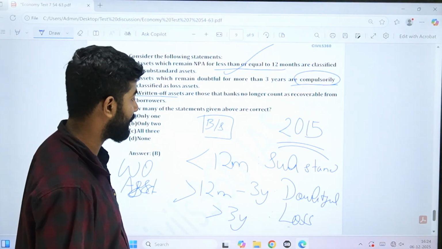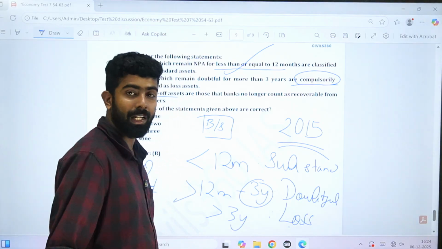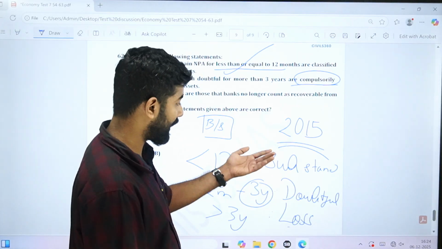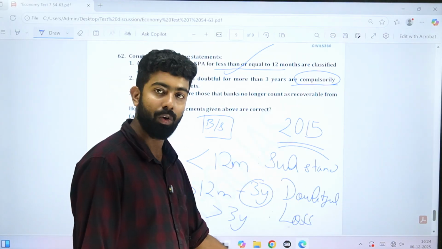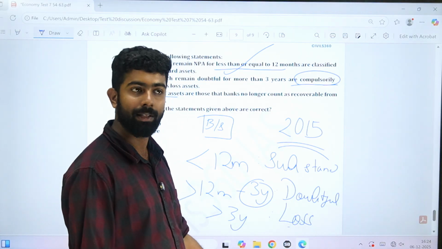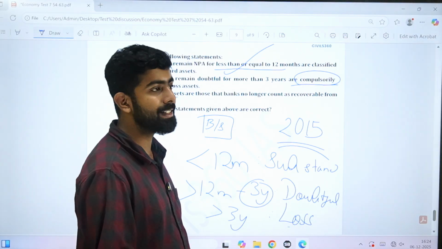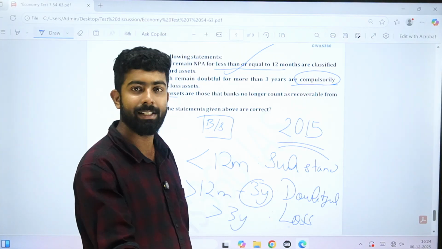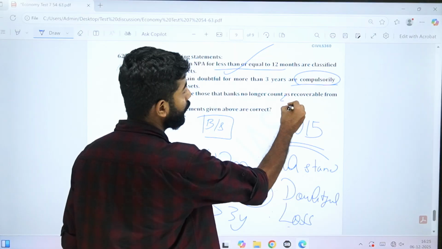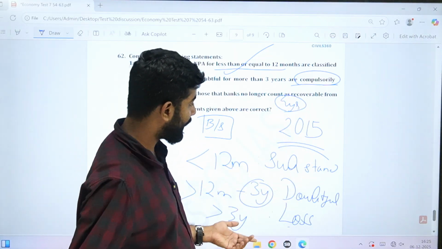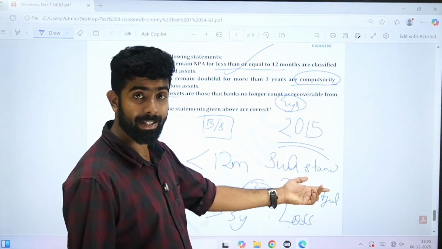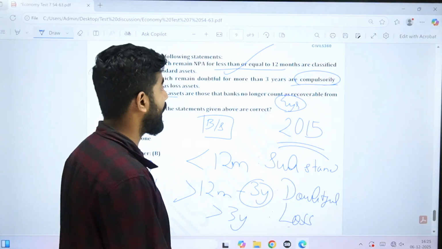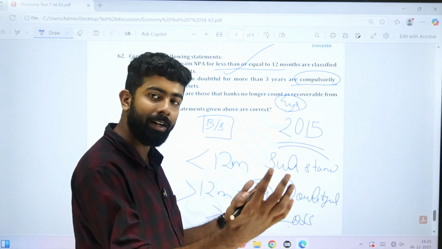So basically you need to understand that after 3 years, a particular asset can still be doubtful only. Okay, it can still be doubtful. It's not like a rigid classification between doubtful and loss. Loss is actually when the bank management says that it is unrecoverable. So a particular asset has remained for 4 years, it has remained as a substandard asset for 4 years, right?